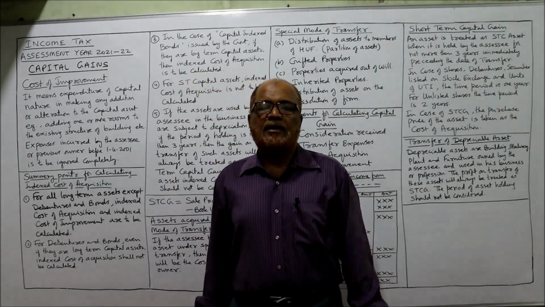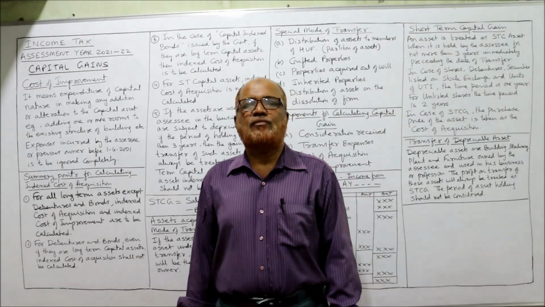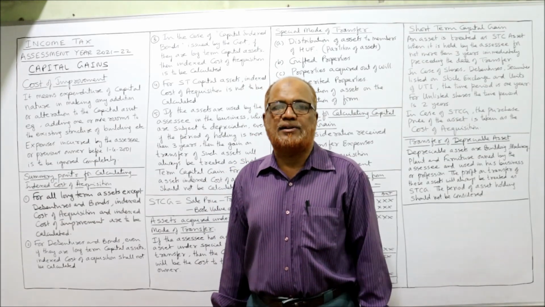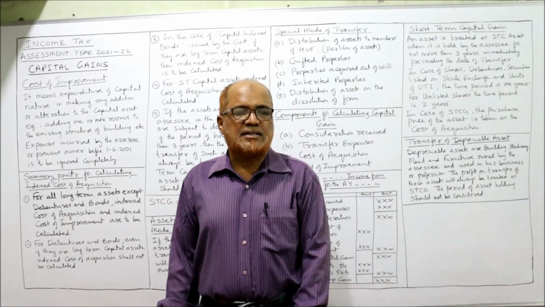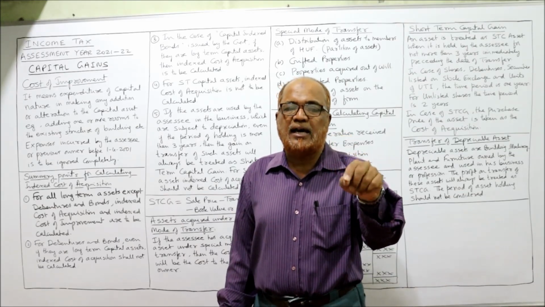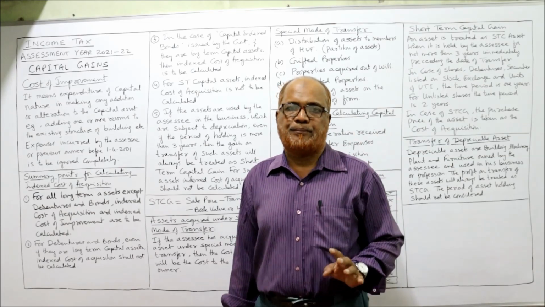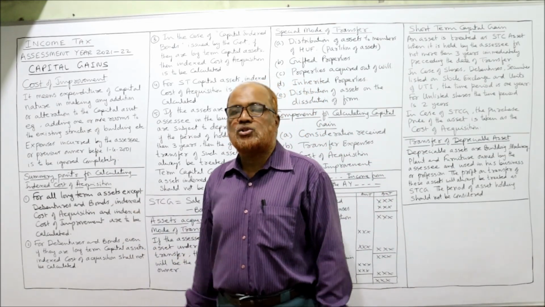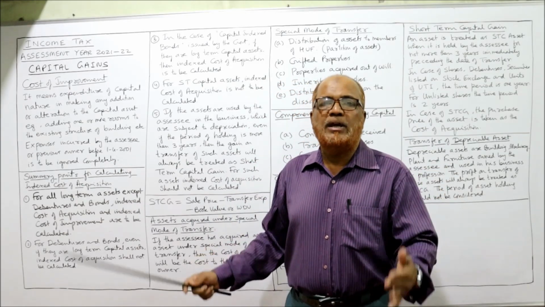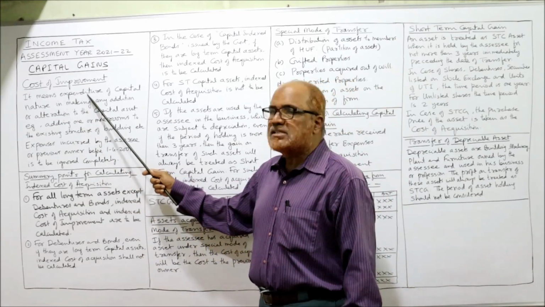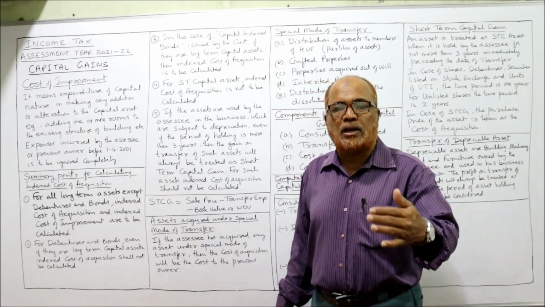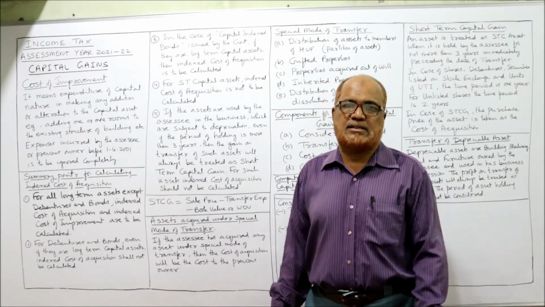See, while calculating income from capital gain, first of all, from consideration received, we deduct the transfer expenses. Net consideration we get. From net consideration, we deduct the indexed cost of acquisition and indexed cost of improvement, if any. If it is there, then only we'll take indexed cost of improvement. Otherwise, we'll have indexed cost of acquisition only. So what do you mean by cost of improvement?